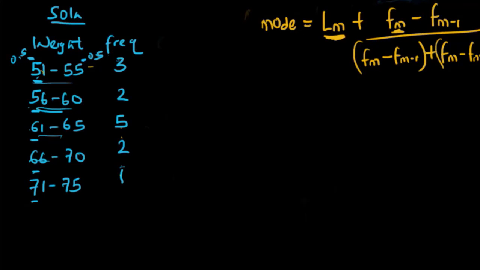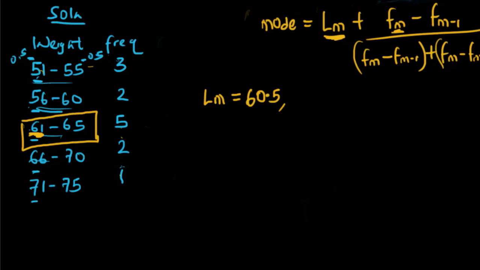Now the first thing you want to find is what is even the modal group. And remember, the modal group is the group with the highest frequency, so 61 to 65. Does this make sense? Now what's the lower class boundary of the modal group? Lm equals, so we have 61 minus 0.5. That should give us 60.5.